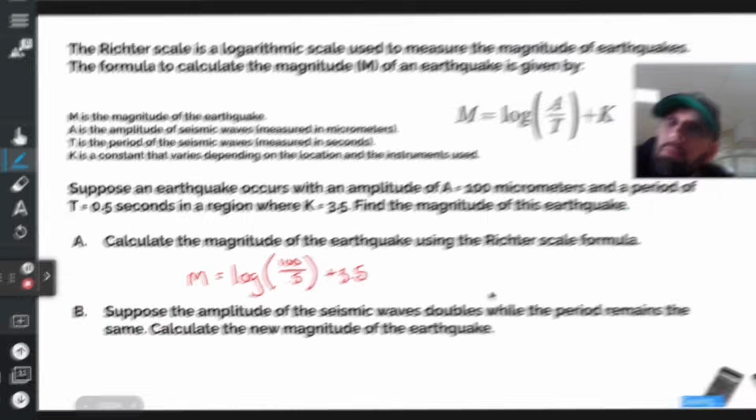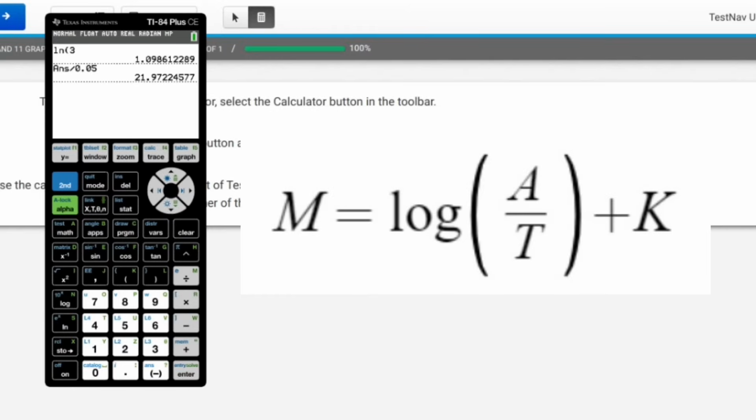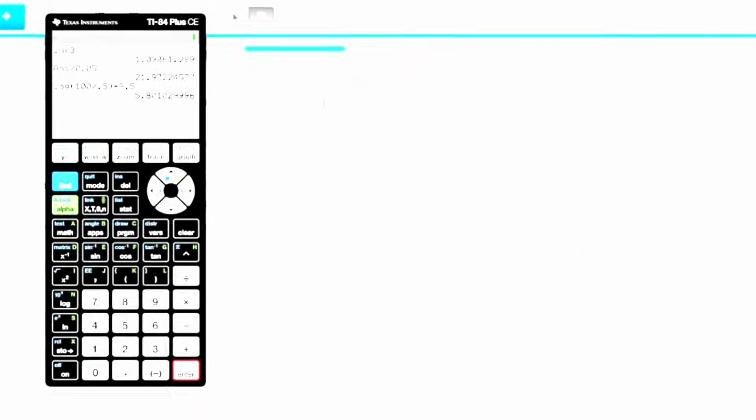All right, so this looks a lot more unpleasant than it really is. All you're doing is just typing stuff in. So don't do anything stupid. Log is log base 10, so log is log. And I have 100 divided by 0.5. So we'll type out 0.5, close that, and then add 3.5. And that is going to get us 5.8010. That's our magnitude.